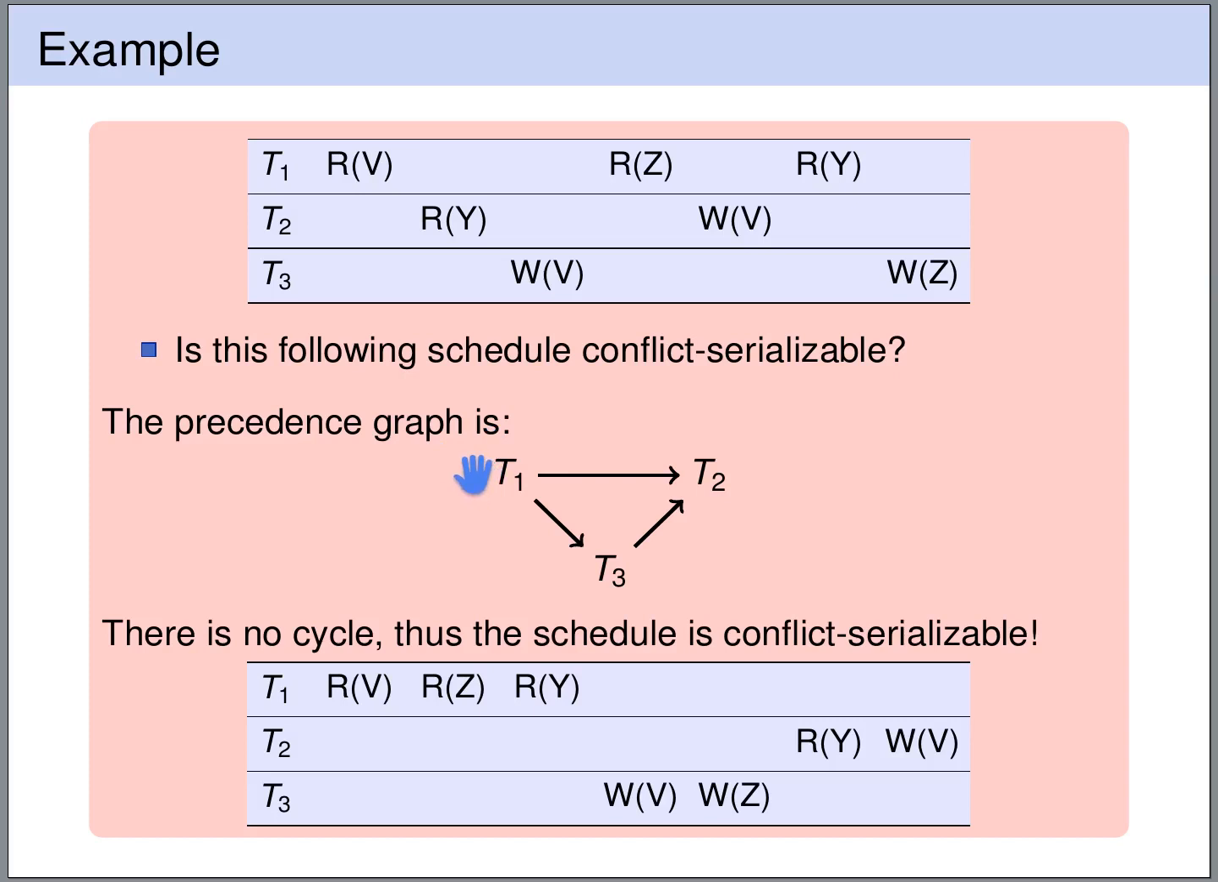We see that T1 needs to be before T3 and before T2. So T1 needs to be in front. Moreover, T3 needs to be before T2. So we obtain a serial schedule that is conflict equivalent to the original schedule by executing first T1, then T3, and then T2. And the result is shown on the bottom. So the schedule on the bottom is conflict equivalent to the schedule on top. We can transform these schedules into each other by a sequence of swaps of adjacent non-conflicting actions.